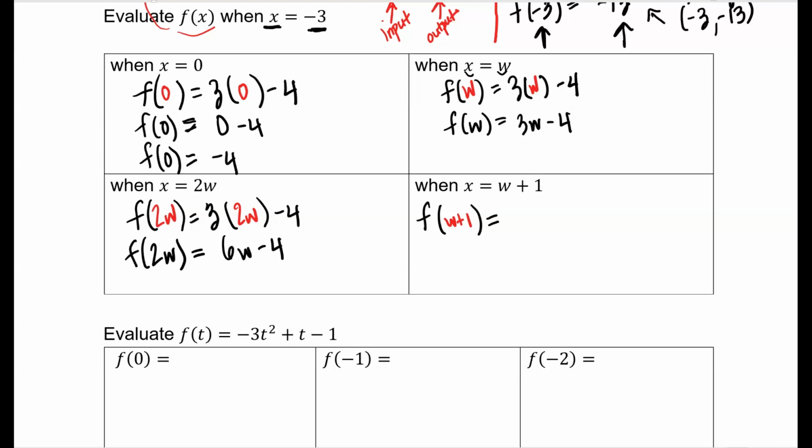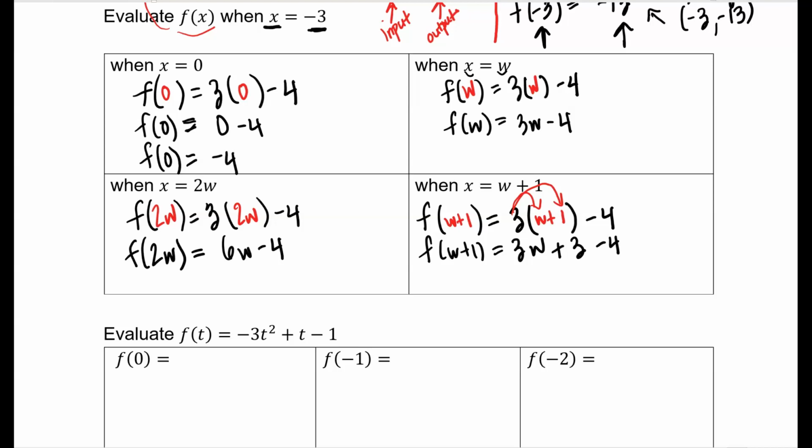Then we're going to rewrite our 3. Let me put that in black. We're going to rewrite 3, and we're going to replace our x with w plus 1. Again, it's a very good rule of thumb to put that in parentheses, because now notice we have to distribute. So we have f of w plus 1 equals 3w plus 3, since 3 times 1 is 3.